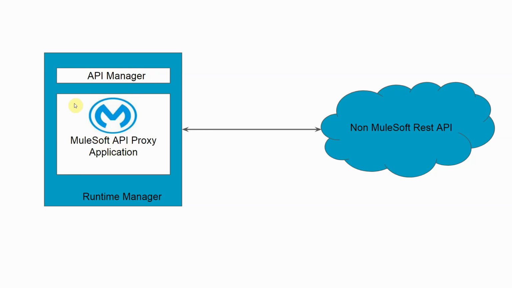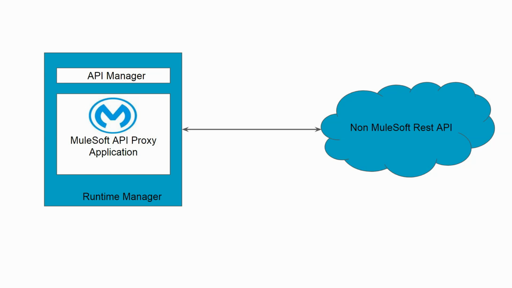All the policies will be applied on the API Manager, on the MuleSoft side. MuleSoft will validate the request and check for IP whitelisting, IP blacklisting, whatever policy we have applied. Once everything is fine, it will redirect that request to the non-Mule REST API. Okay, so let me repeat. I have one SaaS REST API which is deployed on some cloud, and I want to access that API and apply some policies on top of that REST API.